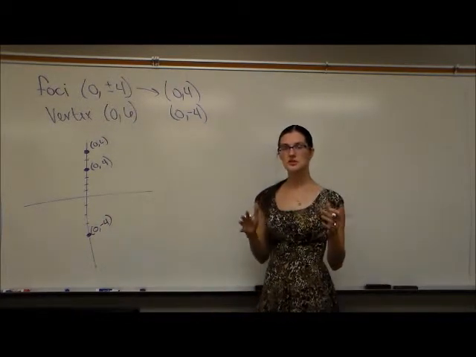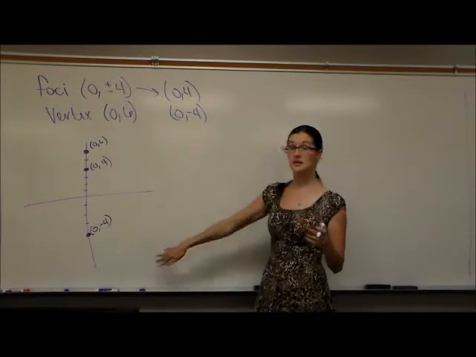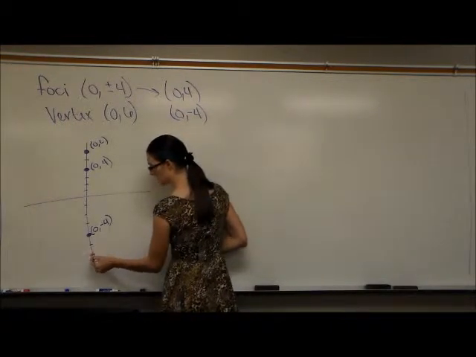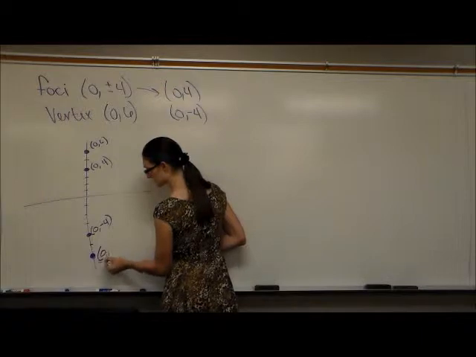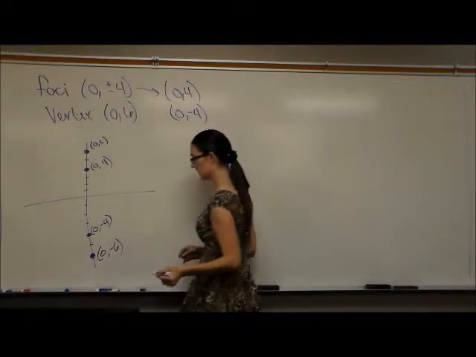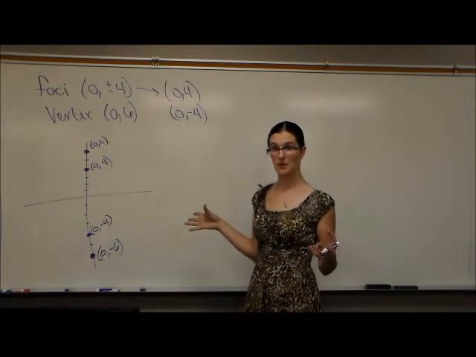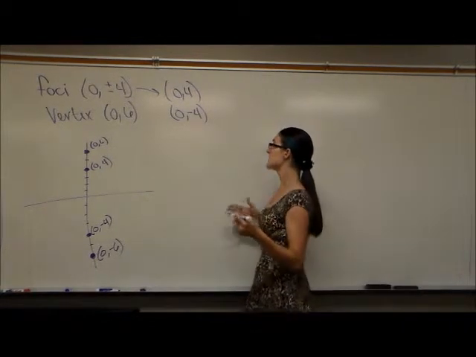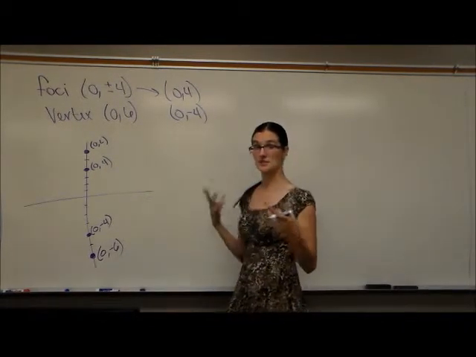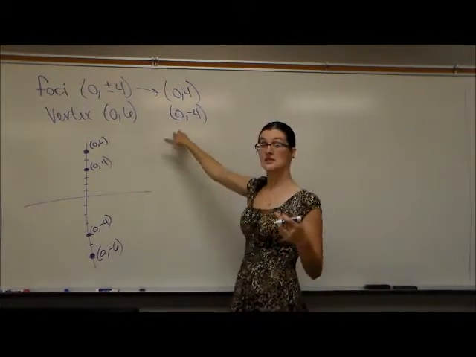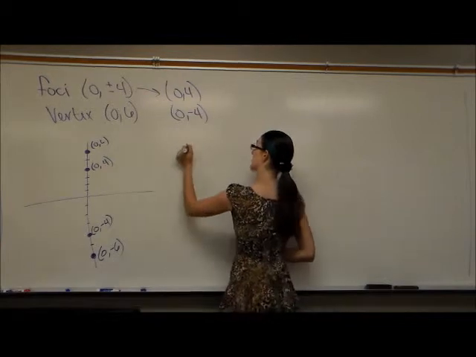Okay. Now we know there's a lot of symmetry. We can already tell where the other vertex is. It's going to be at 0, negative 6. But that doesn't really matter because we're not looking for the graph, we're looking for the equation, right? So we have to identify what A and what B is and what C is. A and B is the most important. So they give us the vertex. Vertex is always A.